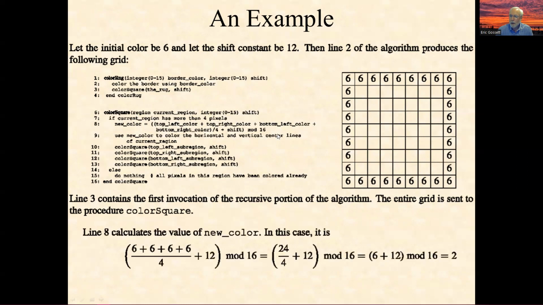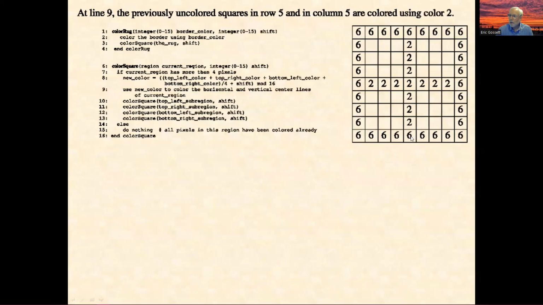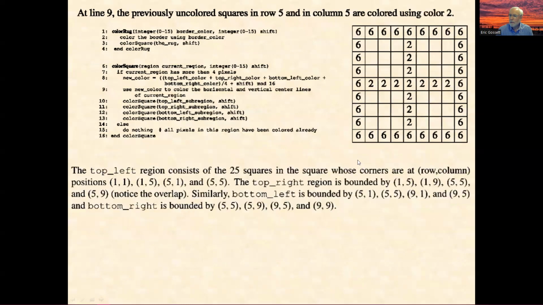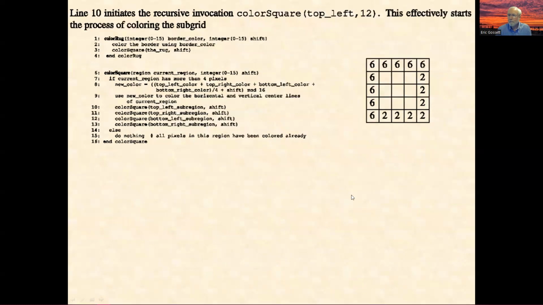It calculates a new color by looking at the 4 border colors, which all happen to be 6. 24 divided by 4 is 6. Add that to the 12, we get 18. 18 mod 16 is 2. And so we color in line 9 a plus sign out of the color 2. Then at line 10, it wants to pass in the subregion bordered by these cells, or easier to see, it passes in this subregion to color square at line 10, and color square starts all over with that sub piece.